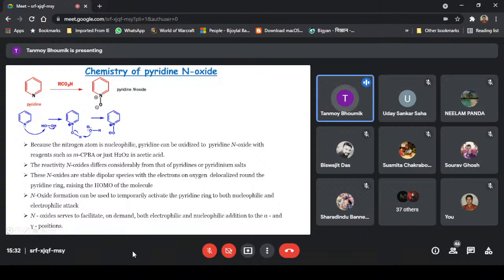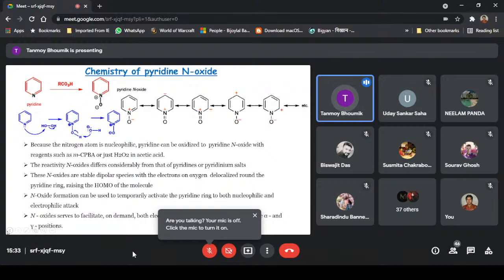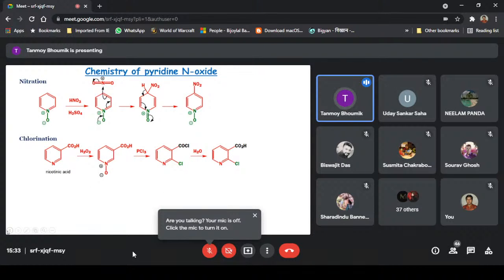The N-oxide is stable as a dipolar species, so it is more stable, and the N-oxide serves as a facilitator for both electrophile and nucleophile additions. Nucleophilic substitution occurs at the alpha position and the beta position. Here we can show the resonance which stabilizes the negative charge at the 4 and 2 positions. The 4 and 2 positions get the negative charge, and as a result the molecule is substituted at the 2 and 4 positions.